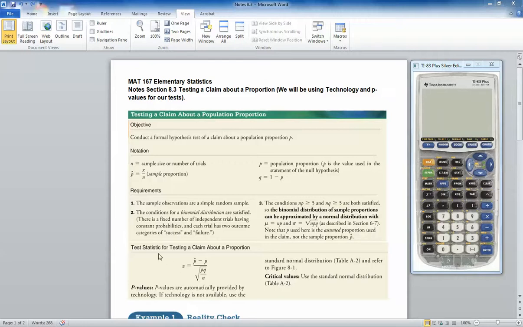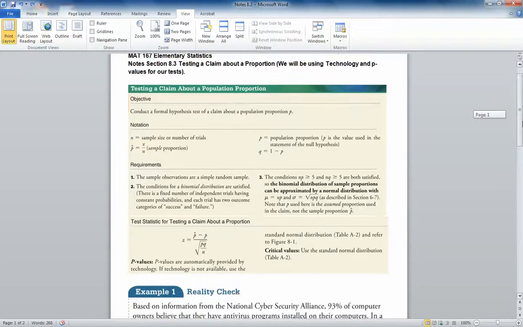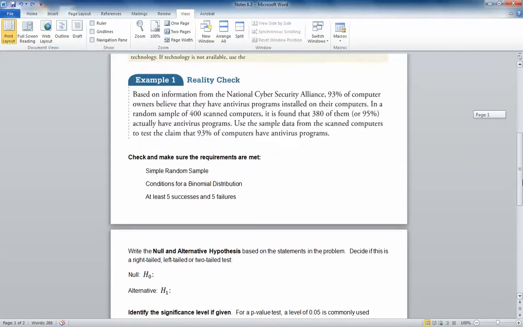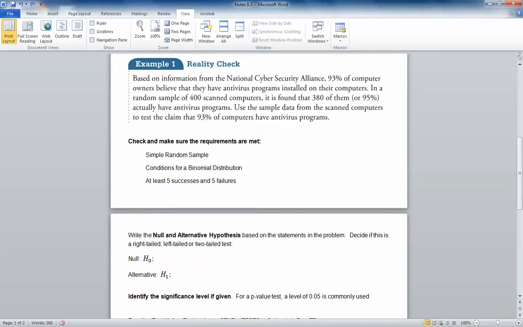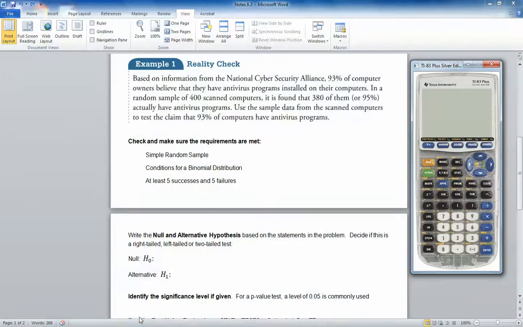And then the test statistic down here is a formula that we're actually not going to have to use because the calculator will give us the test statistic for our test. And we're going to use the p-value given by the calculator to make our conclusion at the end. Let me scroll down. This comes from your textbook. This is also done in your textbook using the more traditional method.